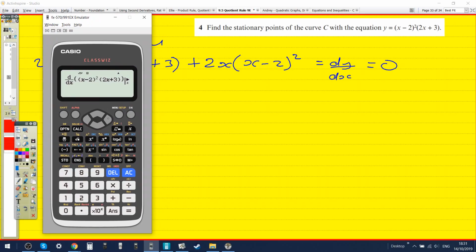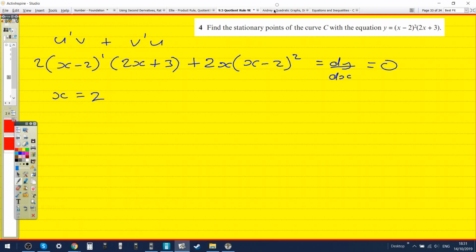So when you sub 2 back into the original, you get y is 0. So that's the point (2, 0). Just by coincidence it's a 0. It's not special. Usually it's not.